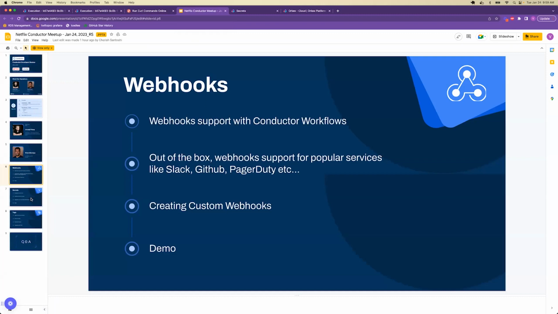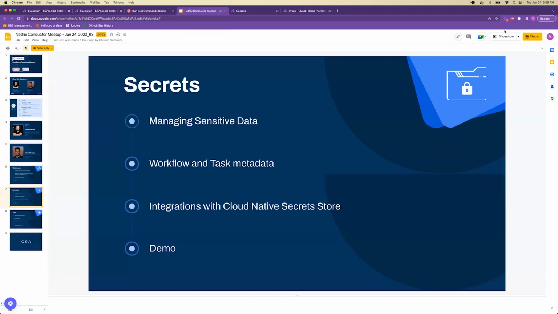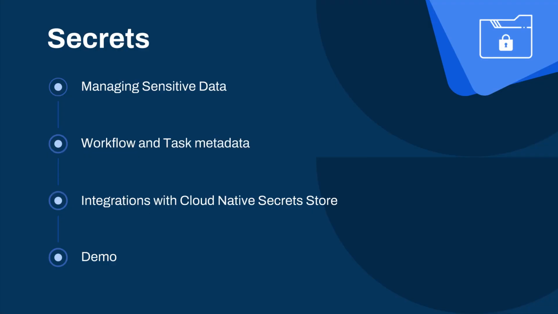So this is about the webhook. Now, the second piece, when you think about integrations, is the secrets. I need to make an API call to a third-party service, and when I do an API call, I need to also pass in a security token.